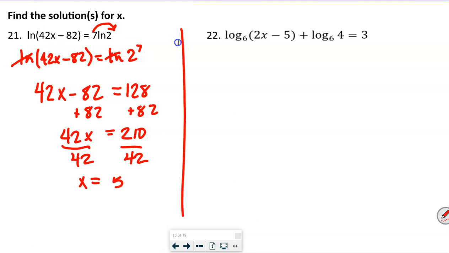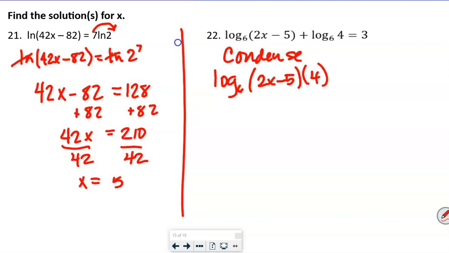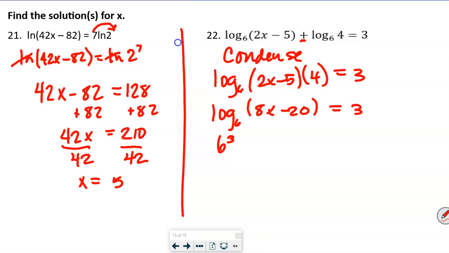All right, on this one, we're going to condense first again. That's what we did on the last one as well. So it's going to be log base 6 of 2x minus 5. This time we're multiplying because it's being added, okay? That equals 3. So that's going to be log base 6 of 8x minus 20. So then we're going to put this in exponential form. 6 to the 3rd is equal to 8x minus 20. That's 216 equals 8x minus 20.